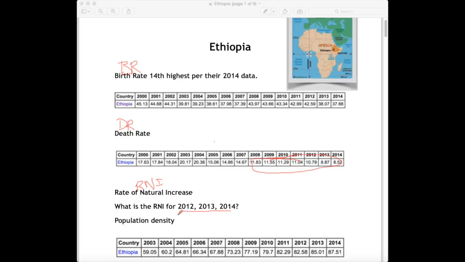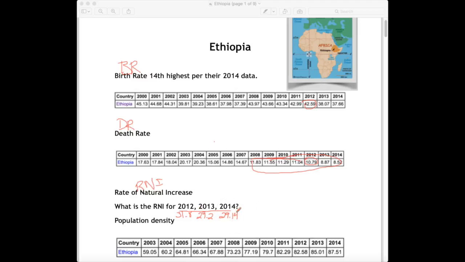So, the rate of natural increase for 2012 should have been, find 2012, 42.59, and down here on the death rate, 10.79. You subtract those two numbers and you got a number like 31.8. So 31.8 for 2012. 2013 should be 29.2, and 2014 should be 29.14.